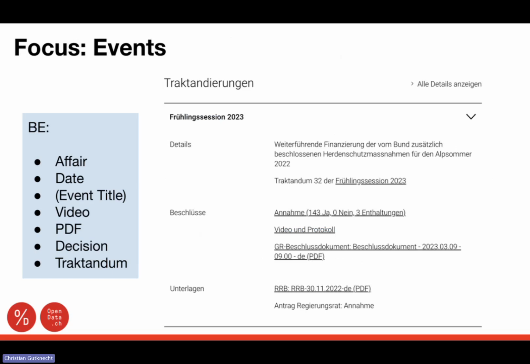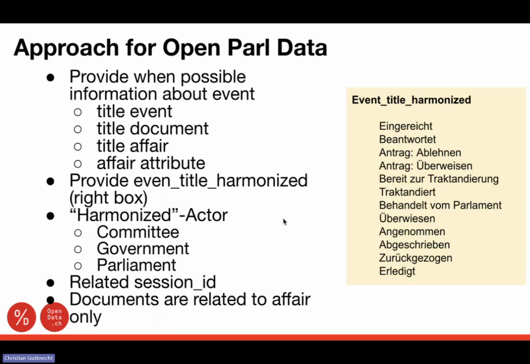And then, for example, that's Bern. They have this more agenda, Traktanten driven. So you have an affair, and then you have Traktanten, and each Traktanten can have different entities. So yeah, I think to find a common data model is quite hard. I'm not happy with the current status. Probably I cannot solve this for the open parl data. This is more a question for the Fachgruppe ECH.